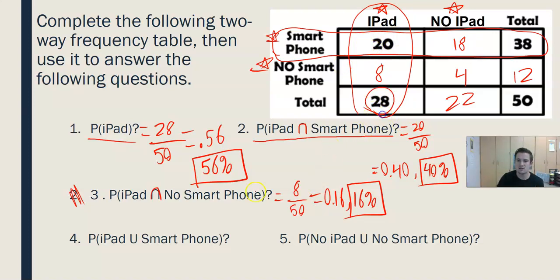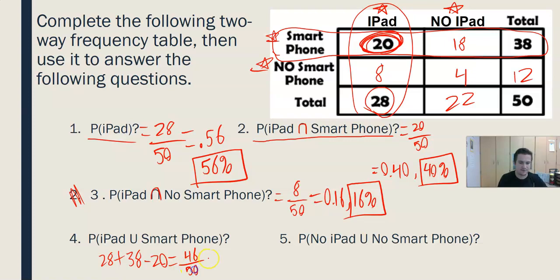There are 28 total people who have an iPad, and 38 total people that have a smartphone. But remember, when I add my iPad column and my smartphone row, I'm adding the number of people who have an iPad and a smartphone twice. So I need to subtract 20 people. 28 plus 38 minus 20 is 46.